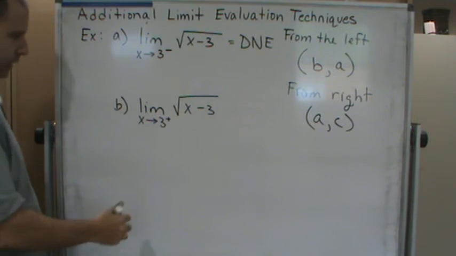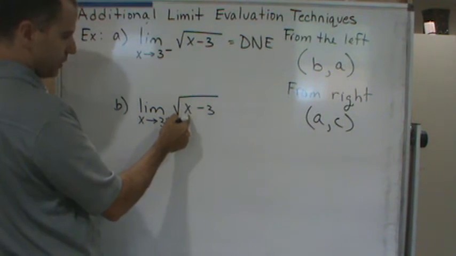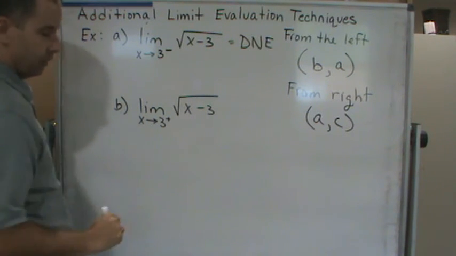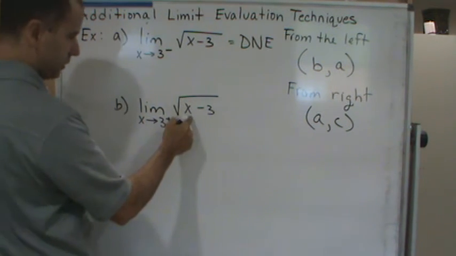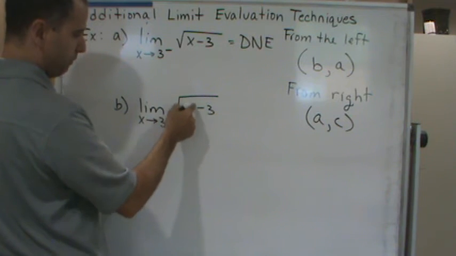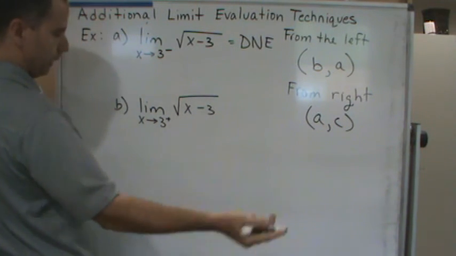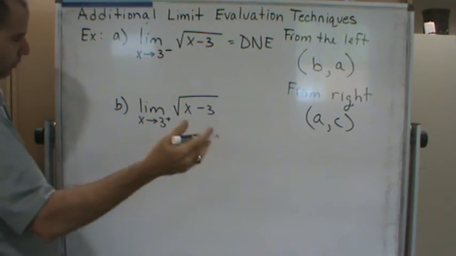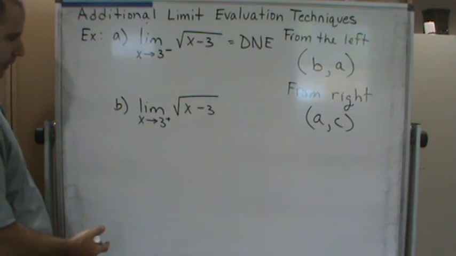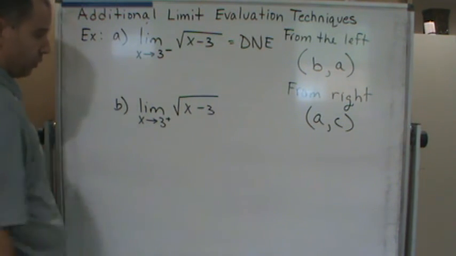Now, the good news is if we have this limit and we're coming from the right, we're good. Because now we're dealing with numbers that are slightly bigger than 3. And when we have numbers that are bigger than 3 and we're subtracting off 3, we get a positive number and we are good. In fact, we can put 3 in here too, and we're good too.